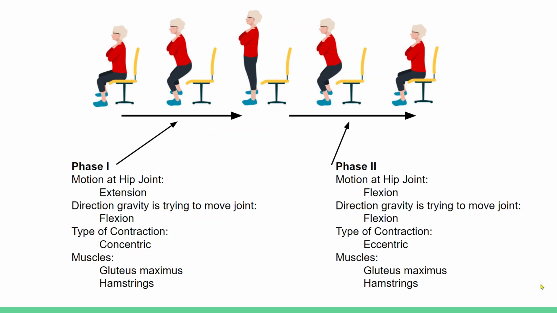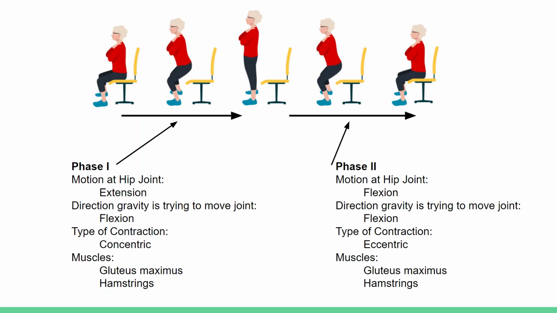Second example. This is somebody rising from a chair and then sitting back down. So we're looking at the hip joint. So for phase one, the hip joint is extending as you stand up. The direction that gravity is trying to move that joint is flexion. So imagine as you're trying to lift yourself out of a chair, extend that hip. If you just relax, gravity will push you back down into the chair, flexing your hip.